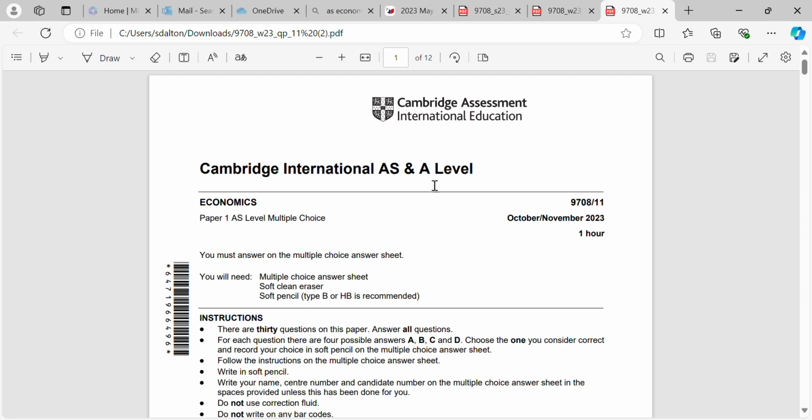Okay, welcome back. So we're on 2023 question paper 11. Okay, a couple of difficult questions in this paper, October, November. So we'll start at the bottom.